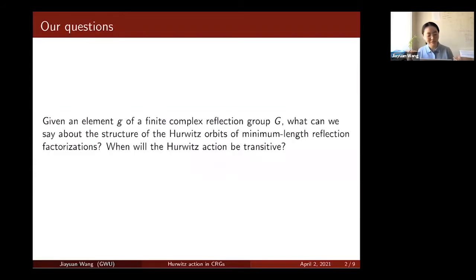And so we set out to answer these questions. Given an element g of a finite complex reflection group, what can we say about the structure of the Hurwitz orbits of minimum length reflection factorizations, and especially when will the action be transitive?